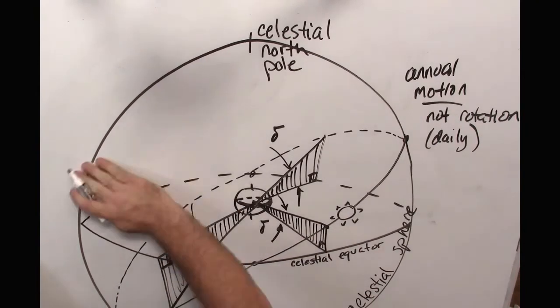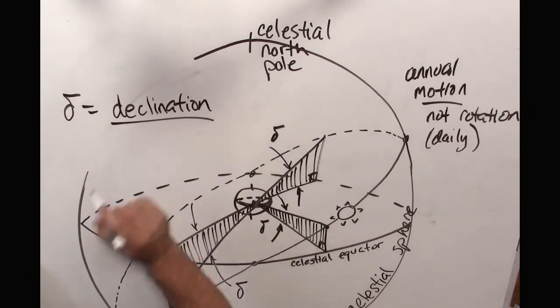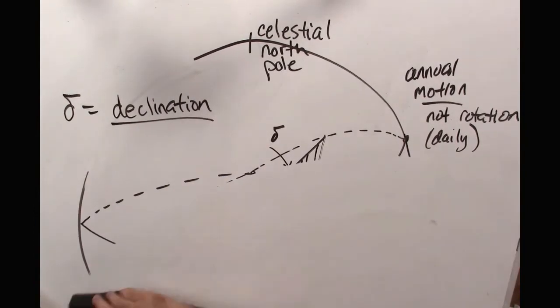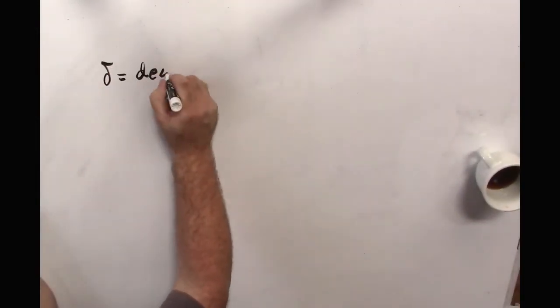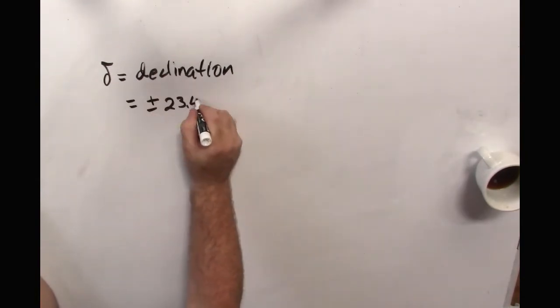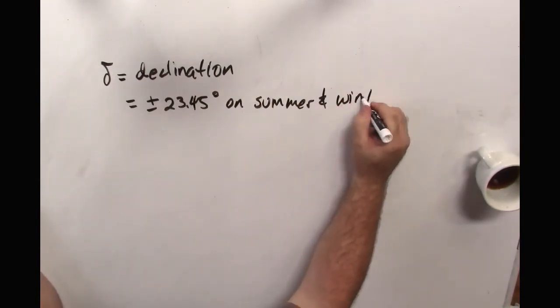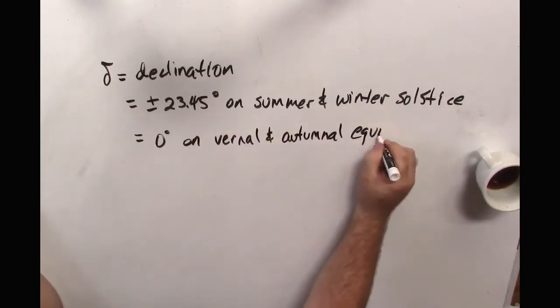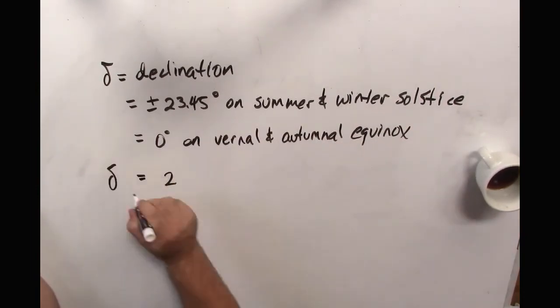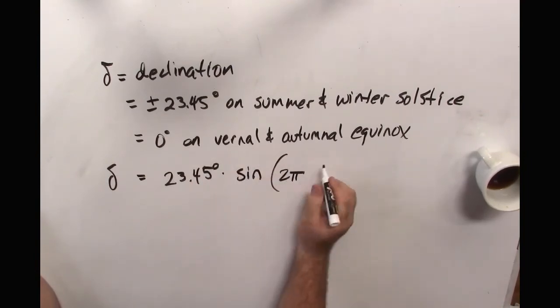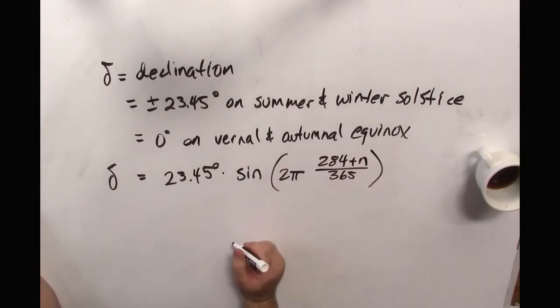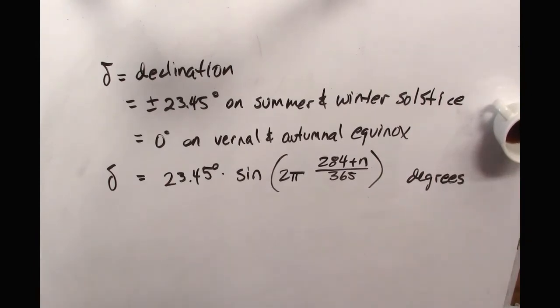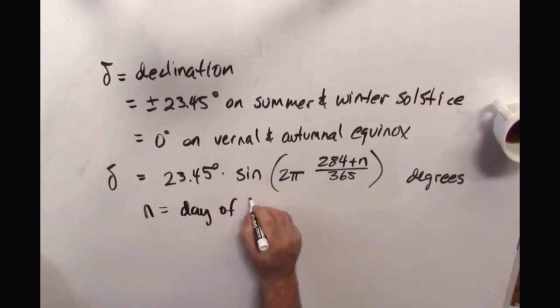That is the angle between the celestial equator and the sun's location. We call delta the declination, and every day of the year has a different declination. So the declination will be 23.45 degrees on the summer and winter solstice. It'll be positive on the summer solstice and negative on the winter, and it'll be 0 on the vernal and autumnal equinoxes. So mathematically, we could write this expression to determine the number of degrees of the declination at any given day of the year.